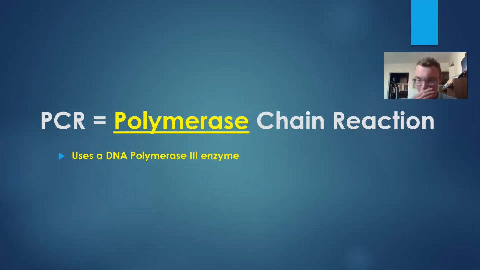Now, if you remember from the DNA replication in the cell, the job of DNA polymerase 3 was to read the template DNA strand and build a new strand that's complementary to it. So we're going to use that same enzyme over again, though it's going to have a twist, and I'll tell you about the twist here in a little bit. So that's what the polymerase part of the name means.